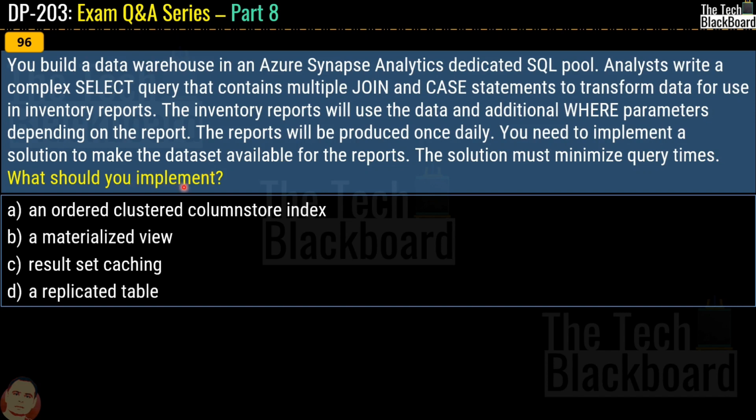What should you implement? Your options are an ordered clustered column store index, a materialized view, result set caching, or should you implement a replicated table? The correct answer for this question is a materialized view. Friends, materialized views are a very important concept. Let's understand using Microsoft documentation.